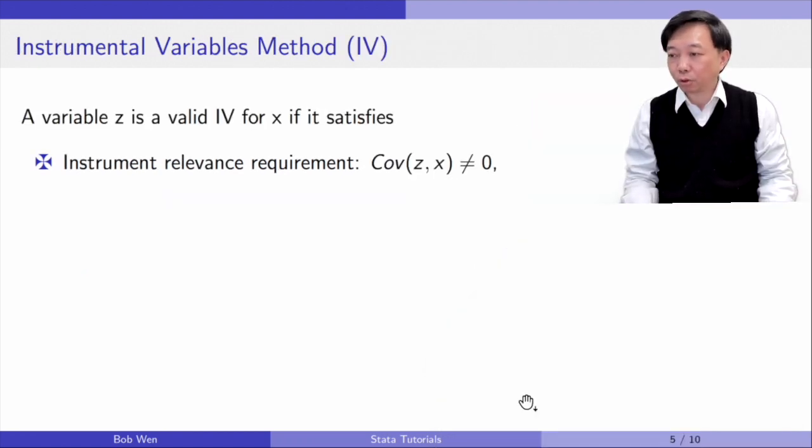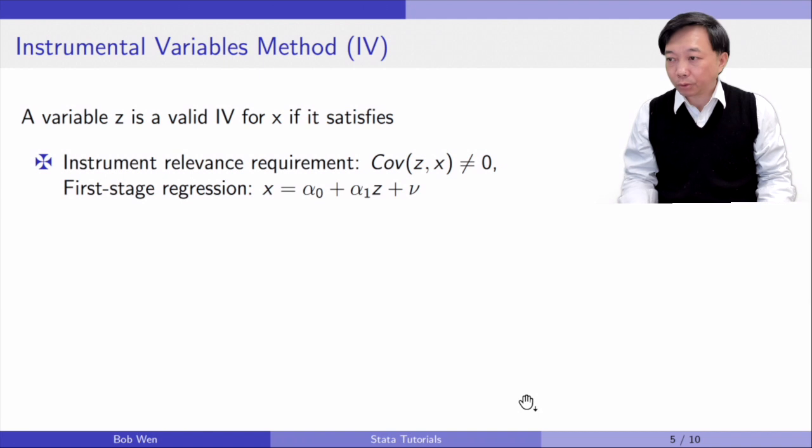A valid instrumental variable must satisfy two requirements. They are the instrument relevance requirement and the instrument exogeneity requirement. The first means the instrumental variable and the endogenous variable are correlated. It can be tested in the first stage regression or the reduced form equation for the endogenous variable. The null hypothesis is that alpha equals 0. If we reject the null hypothesis, the instrument relevance requirement is satisfied.